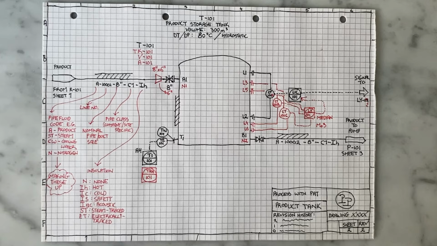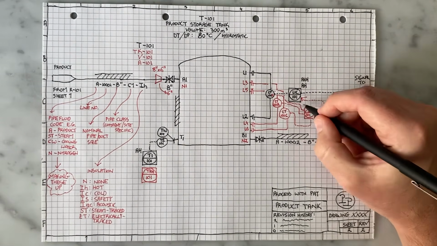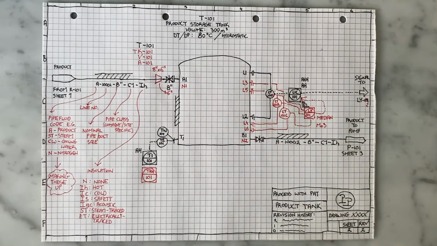Next to the LIC block, the controller, I'm going to write AH and AHH. AH is the alarm. It means alarm high. It indicates that the level is high and it will sound an alarm for the operator for them to be able to take action to try and remedy whatever is causing the high level.